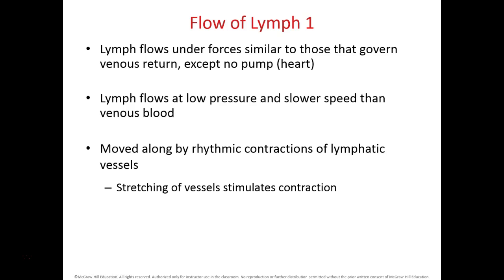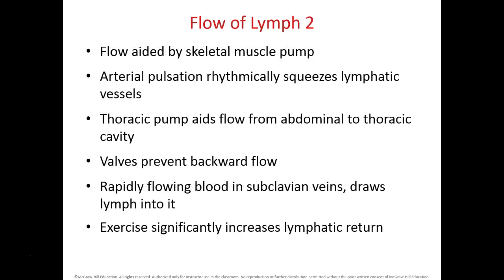All right, so the fluid, the lymph, flows just like venous return to the body, except there's no pump. The pump is the one for the vein, right? It's the heart beating that keeps the cardiovascular circuit going. But lymph flows at low pressure and slower speed than venous blood, and it moves along with the rhythmic contractions of the lymphatic vessels. The stretching of the vessels basically stimulates them to contract and push the fluid towards the subclavian vein. So there is a skeletal muscle pump.